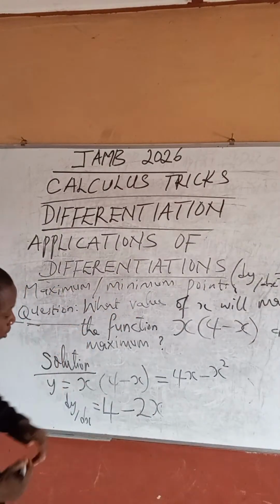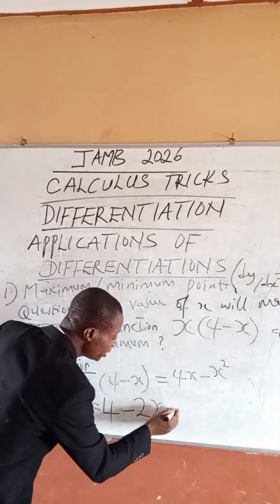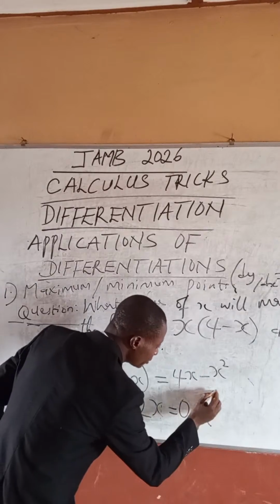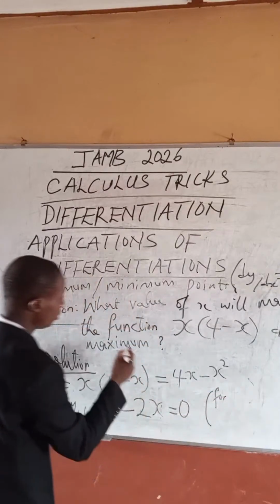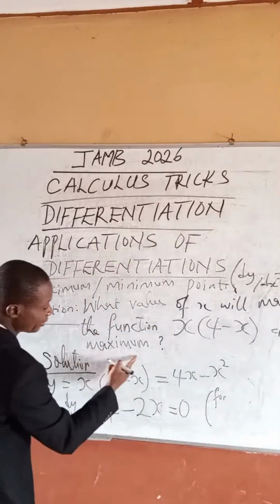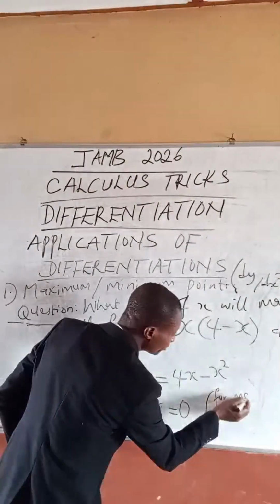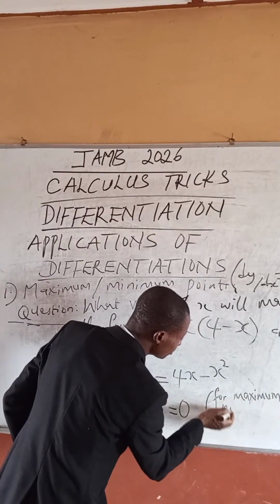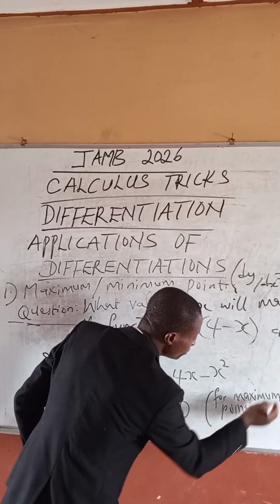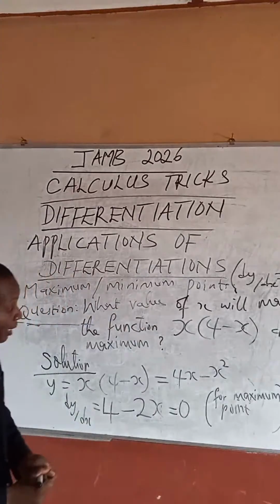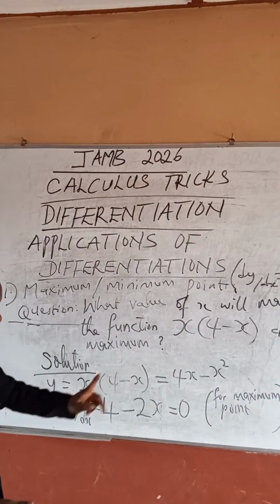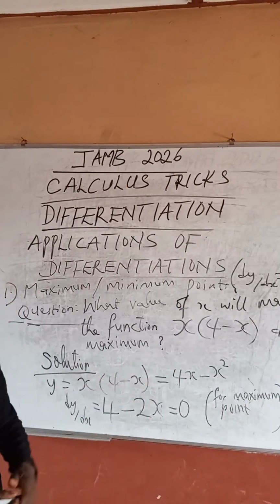So we are now going to equate this to 0 for maximum points. Don't forget, for maximum points, and also for minimum points. Not just maximum, but in this question our focus is on maximum points. So this is equal to 0. We can now solve this, right? What is the solution?